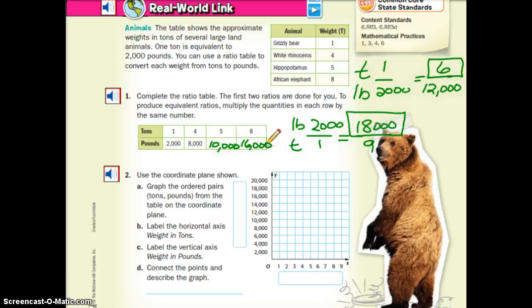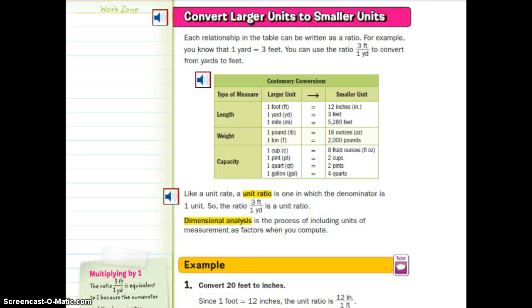In this case, we have a linear function. For every ton, it's 2,000 pounds. So we draw our dots. We connect our dots, and we know that we have a linear function. Okay, turn the page. So we're first going to convert large units to smaller units.